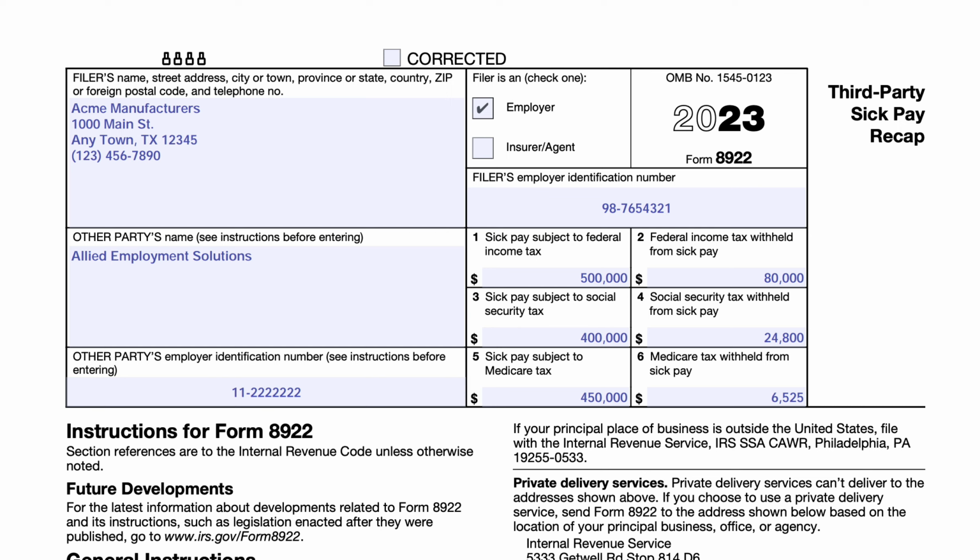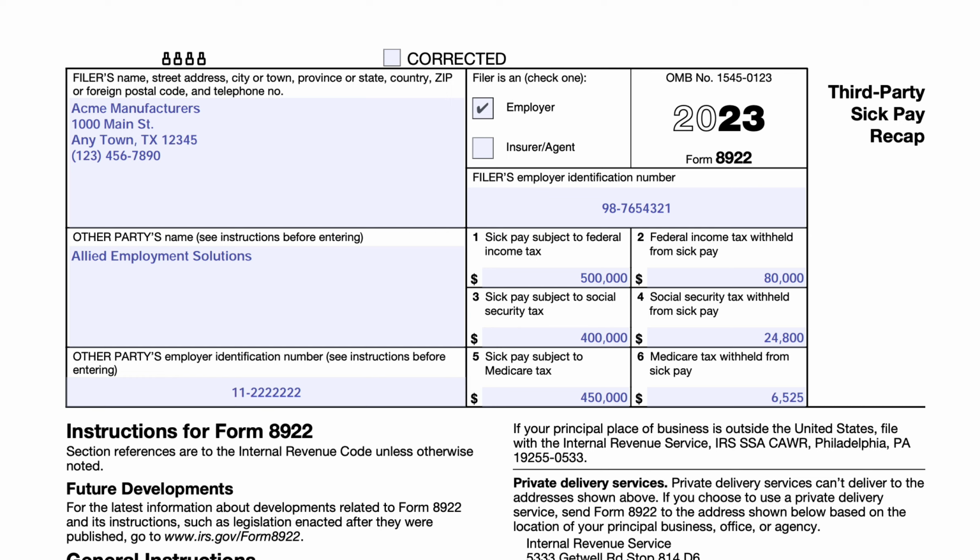So you don't send this form to the Social Security Administration. This form gets sent to the IRS strictly for third party sick pay reporting, and they're going to use this form to make sure that your employment tax returns match up, right? So we'll talk about how to complete this form. It's pretty straightforward. The due date on this for the 2023 tax year happens to be February 29th, 2024. So hopefully this video will help you out.